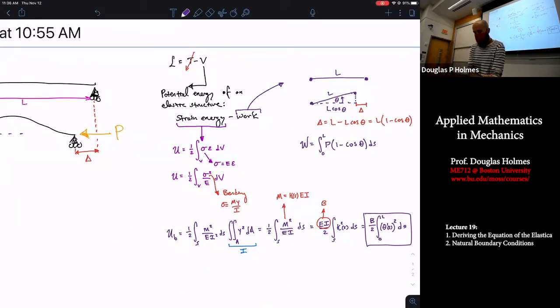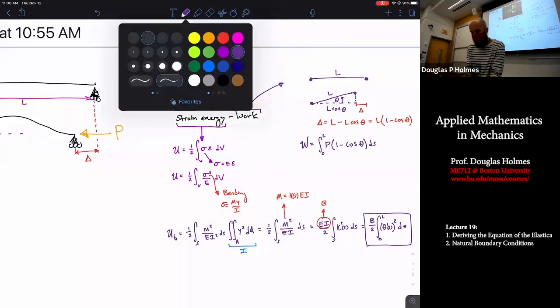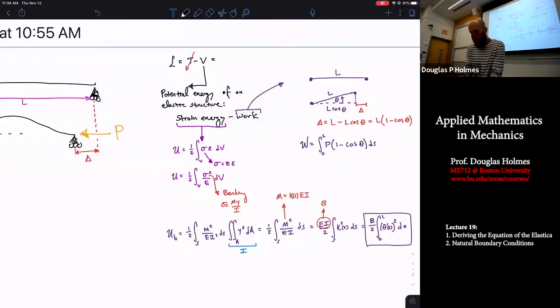Okay. So if I come back here to my Lagrangian, then this thing just becomes the strain energy due to bending, minus my work, which is equal to the integral from 0 to L of B over 2 times theta prime squared minus P times 1 minus cos theta, ds.